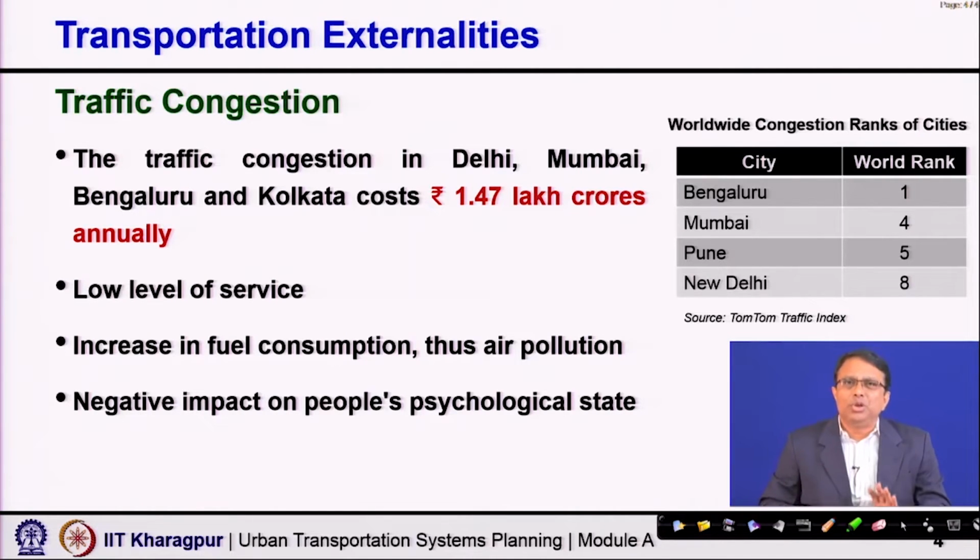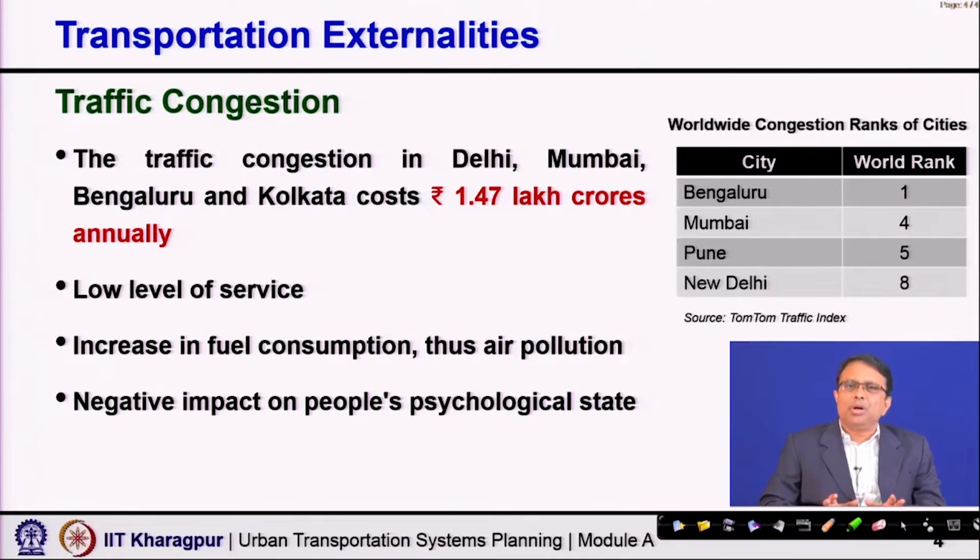The other part is to look at the impact of the congestion. As per one of the studies that I came across, because of the traffic congestion in Delhi, Mumbai, Bangalore and Kolkata, we are losing almost rupees 1.47 lakh crore. That is the equivalent loss annually. Just think of the amount. If all of us put in our efforts and can save even a part of it, it is going to make something really wonderful.